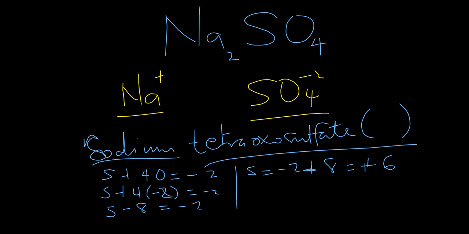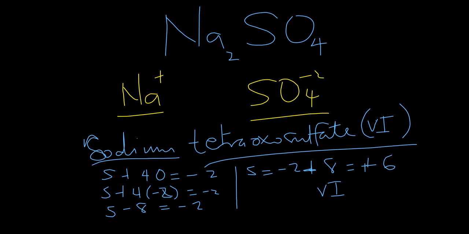In Roman numeral format, that is VI. So write VI in the parentheses. So that will be VI. So the name of this compound will be sodium tetraoxosulfate(VI). Let's look at another example.